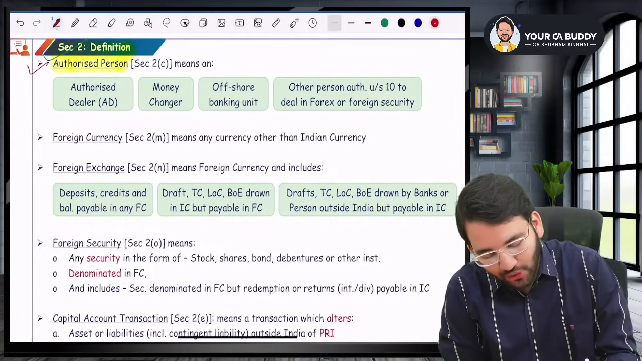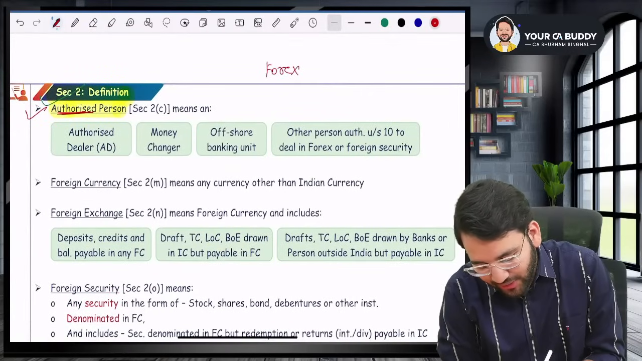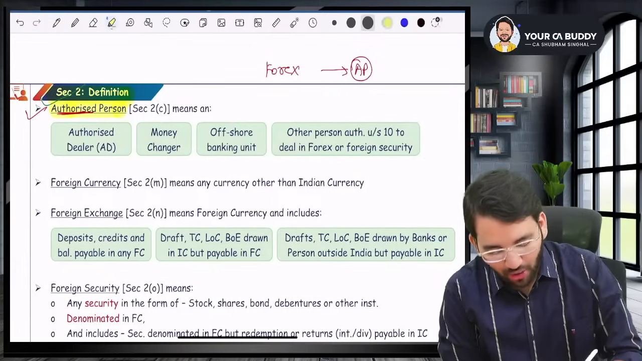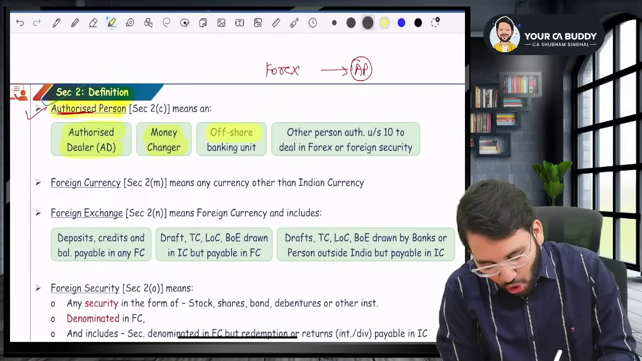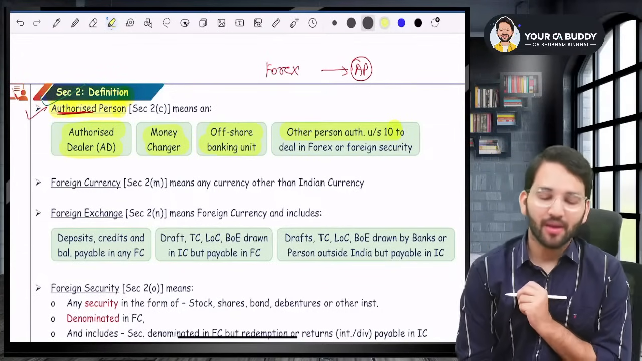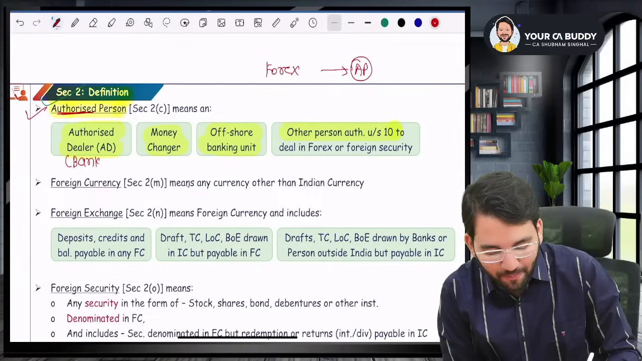Authorized person. Sir, what is authorized person? Law says that any foreign exchange transaction that you do, you have to do it through an authorized person. But sir, who is an authorized person? Authorized person is basically authorized dealers, money changers, offshore banking unit, and any other person authorized under section 10. So there are four people. Authorized dealer. Sir, when I say authorized dealer, I mean the banks.